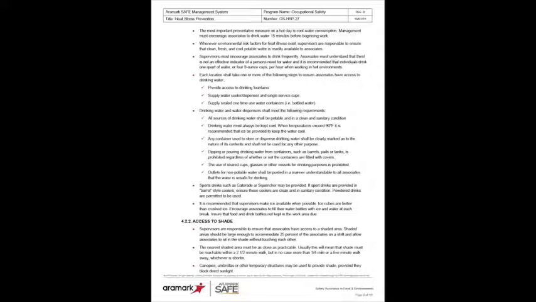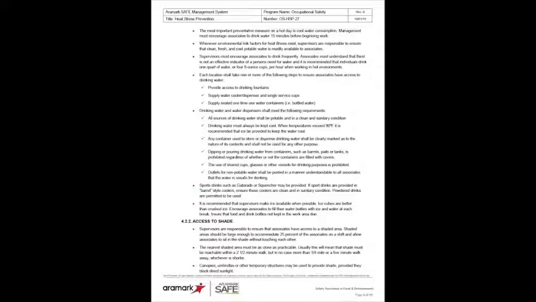Associates must understand that thirst is not an effective indicator of a person's need for water, and it is recommended that individuals drink 1 quart of water, or four 8-ounce cups, per hour when working in hot environments. Each location shall take one or more of the following steps to ensure associates have access to drinking water: provide access to drinking fountains, supply water cooler dispensers and single-service cups, or supply sealed one-time use water containers, for example, bottled water. Drinking water and water dispensers shall meet the following requirements.